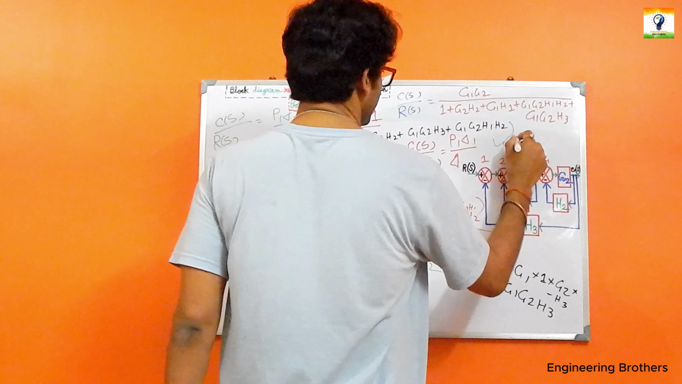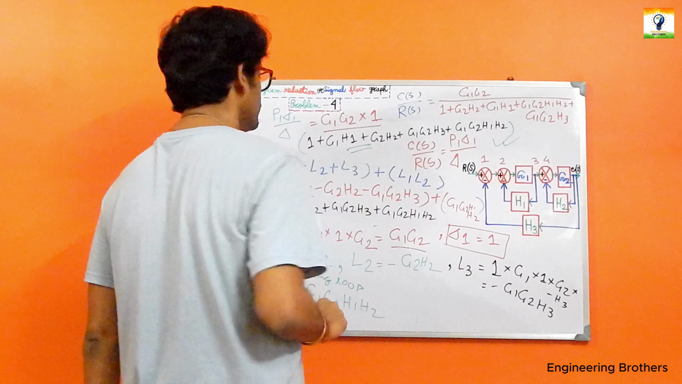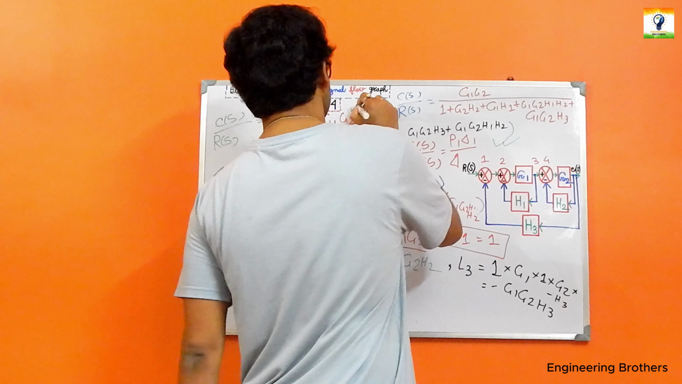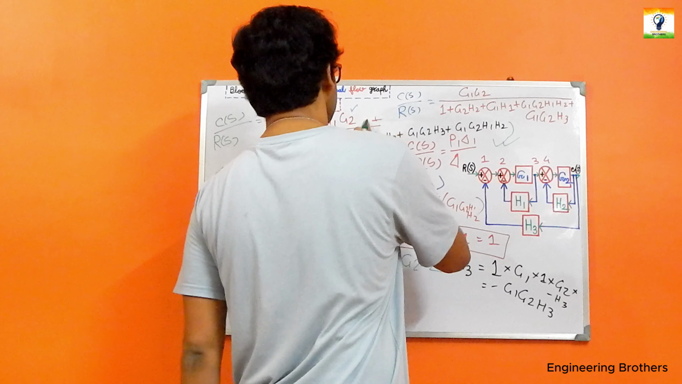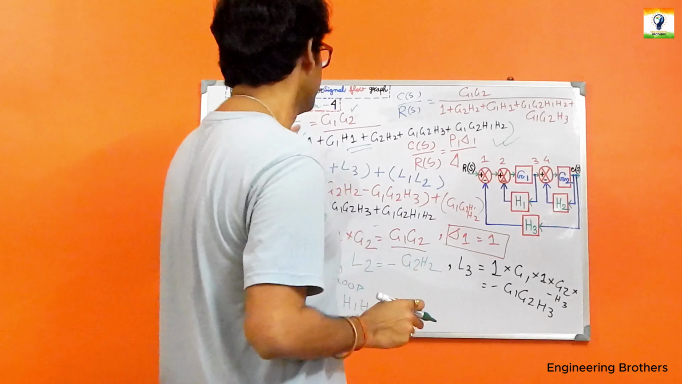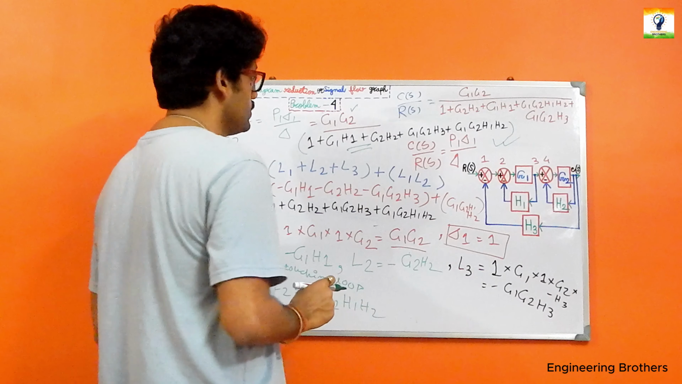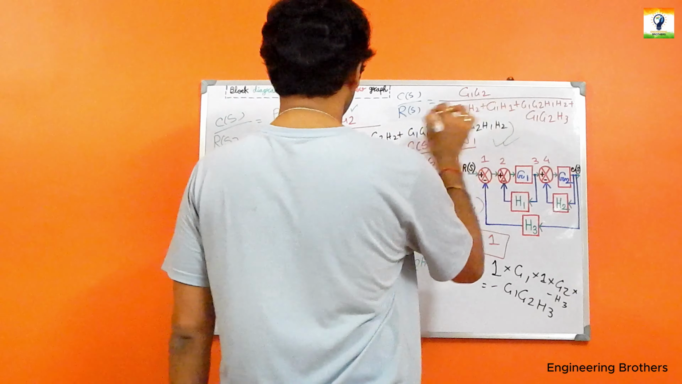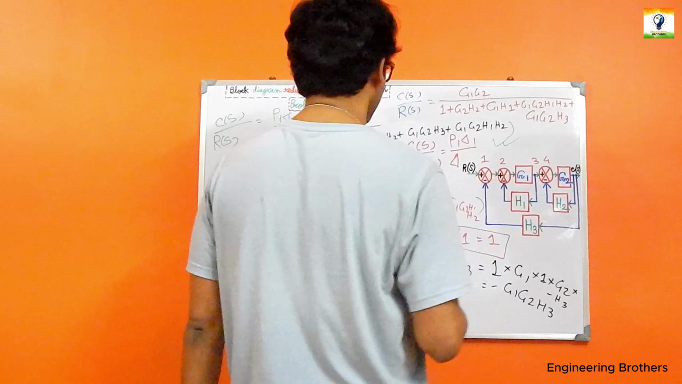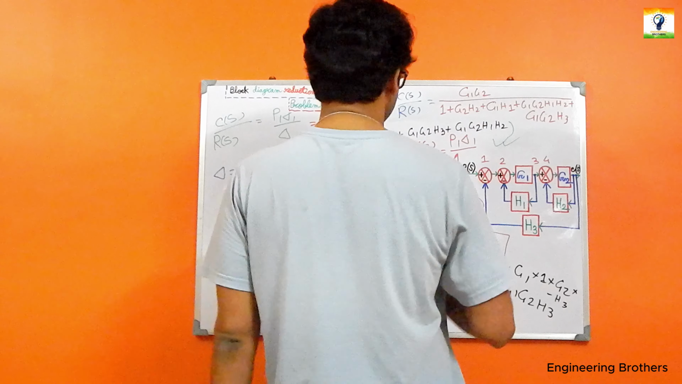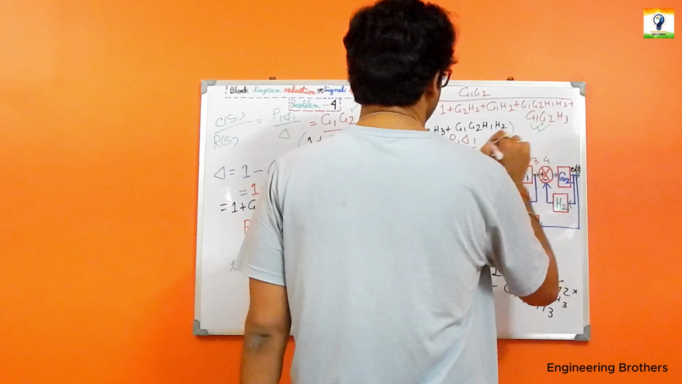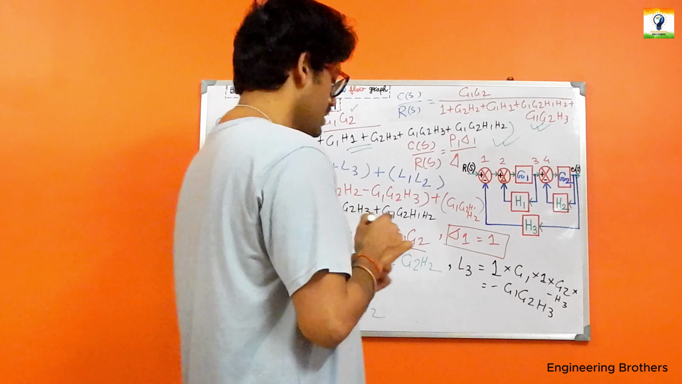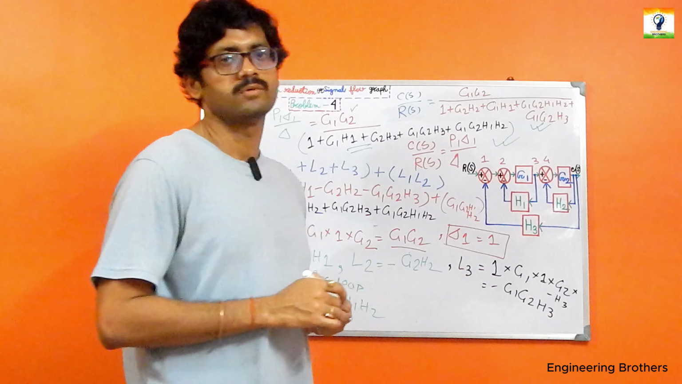Now this will be our final answer according to our signal flow graph, and let us check. You can see this is G1 G2 multiplied with 1, which gives us G1 G2, and the denominator will be 1 plus G2 H2 plus G1 H1 plus G1 G2 H1 H2 plus G1 G2 H3. Now we have the same answer for our block diagram reduction and for our signal flow graph as well.